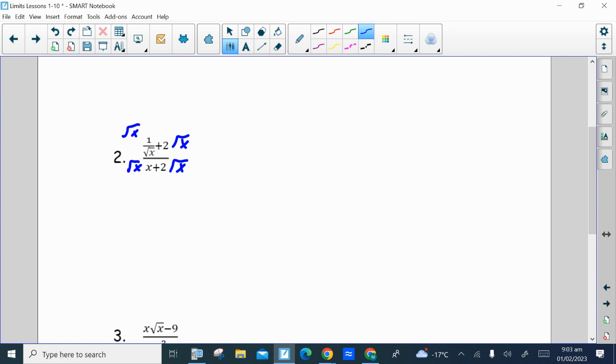We're multiplying top and bottom by the same thing, so we're not changing the value of it, but we're just making it easier to work with. We're getting rid of the denominator in the numerator because those root x's would cancel. That's the whole reason why we're multiplying everything by root x. So that gives us 1 plus 2 root x over x root x plus 2 root x.